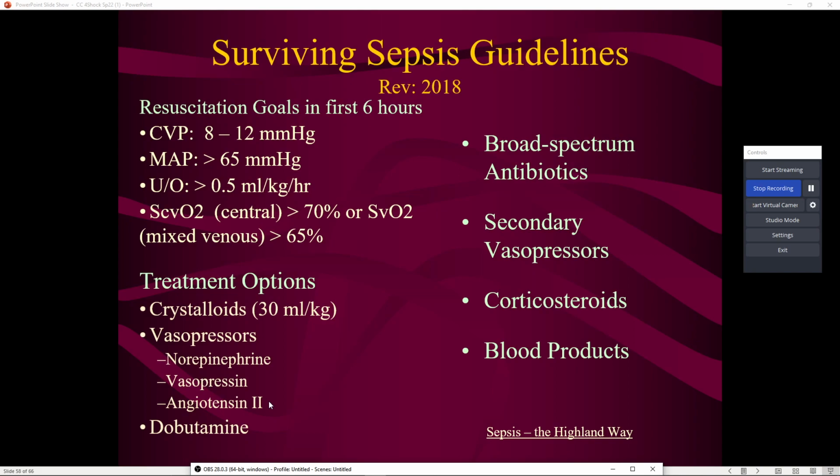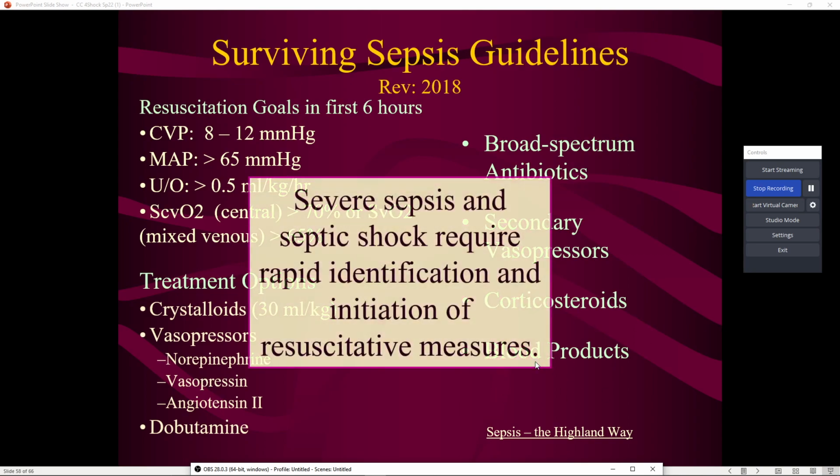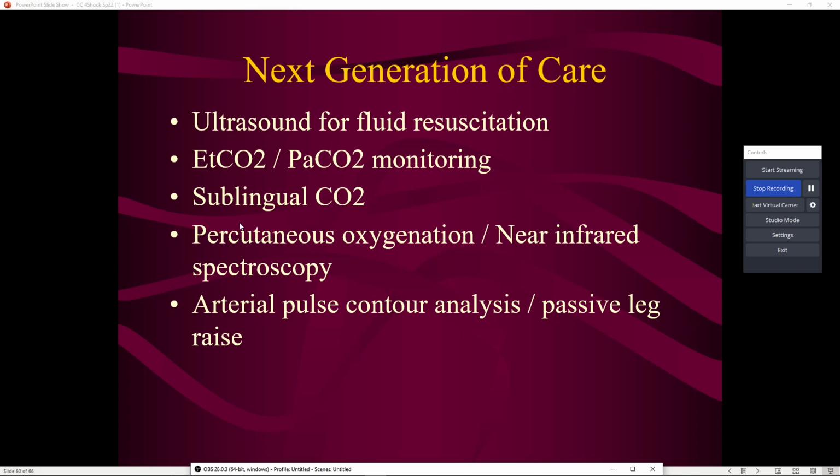And then we step into the realms of dopamine, neosynephrine, and epinephrine. Broad spectrum antibiotics, secondary pressors, corticosteroids to decrease inflammation and swelling of the tissues, which causes impaired perfusion further, and then potentially blood products. Yeehaw. There's a lot of other stuff coming down the line.